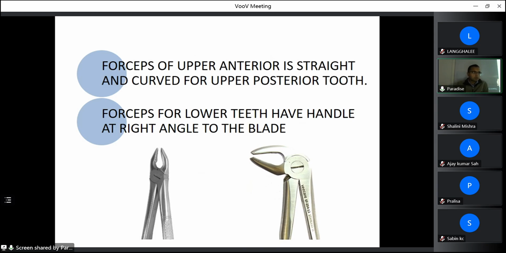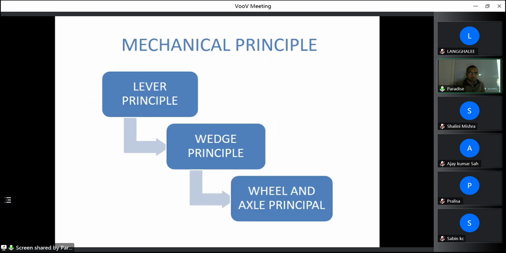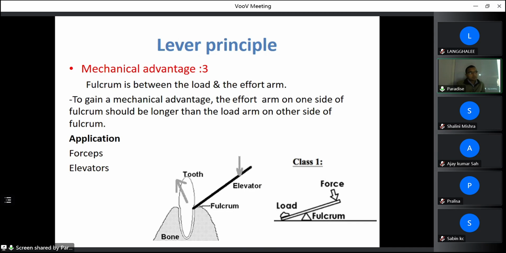So don't be confused, especially in case of the third molar. You have to look at the beak and handle. If they are parallel, it is a maxillary forceps. If they are perpendicular, it is a mandibular forceps. Mechanical principles: it works on the lever principle, wedge principle, and wheel and axle principle. In case of the lever principle, the mechanical advantage is 3.